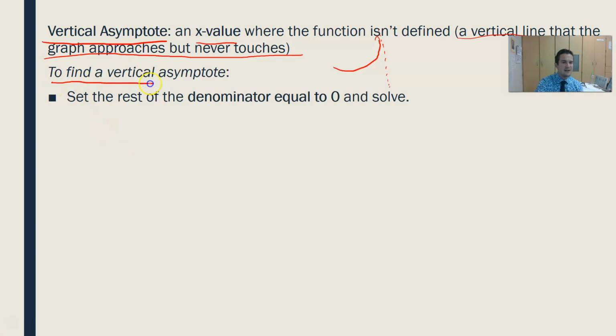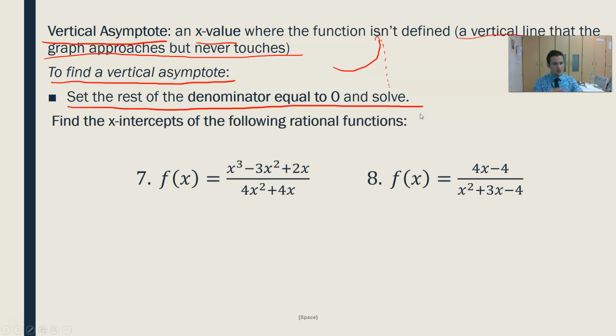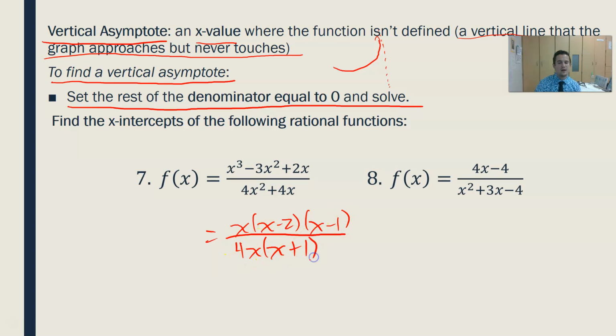So to find a vertical asymptote, I set the rest of the denominator equal to 0 and I solve. Again, back to this original equation. When I write it in factored form, I have x times (x minus 2) times (x minus 1) over 4x times (x plus 1). Just as a refresher, my domain was all the real numbers except for 0 and negative 1.